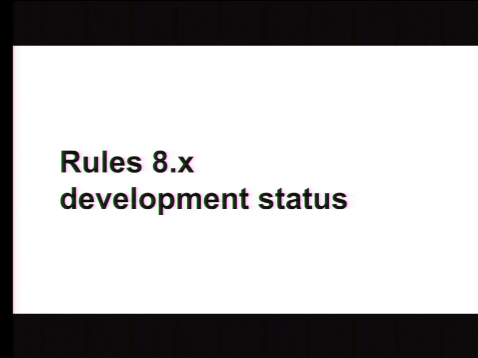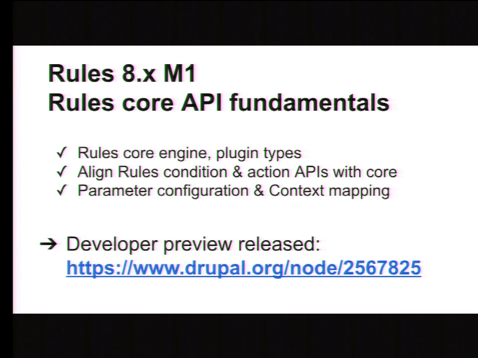Like to have an overview. So milestone one is the basics of the rules core engine. The plugin types are all there. You have the condition and action APIs. We actually already have event APIs as well. So we also started working on stuff that was planned further ahead, like the parameter configuration and the context mapping. And basically all that together, milestone one, is what we call a developer preview.